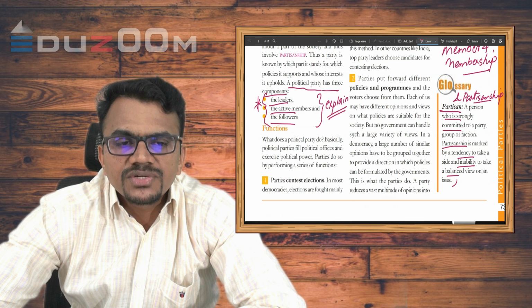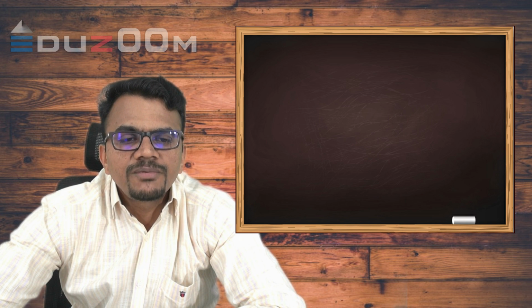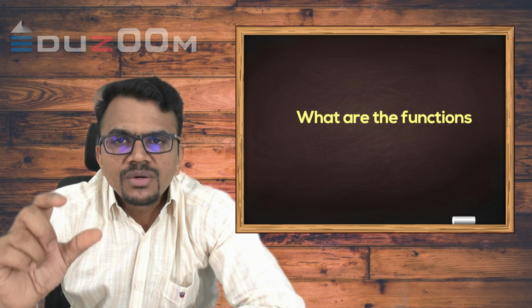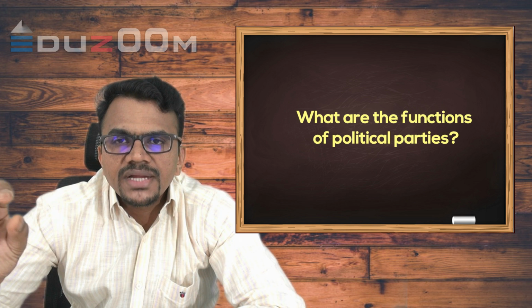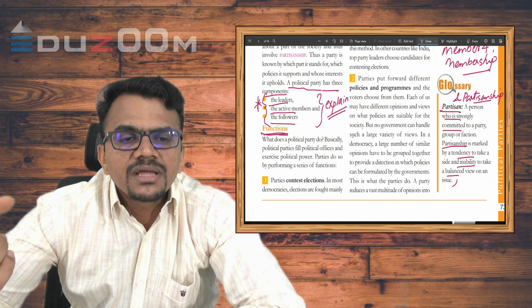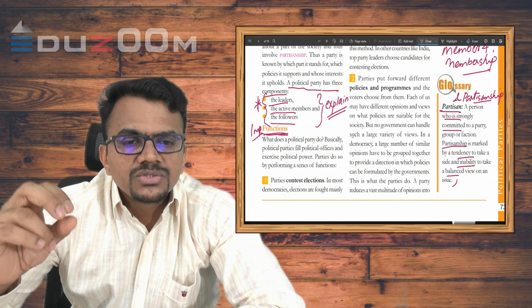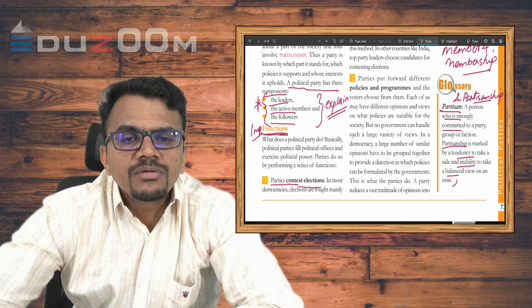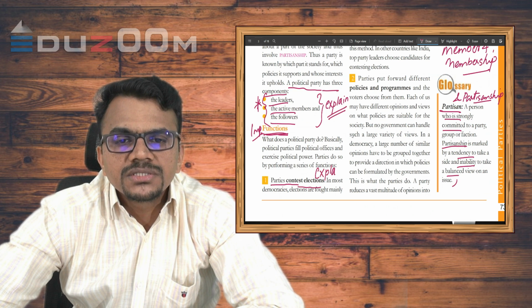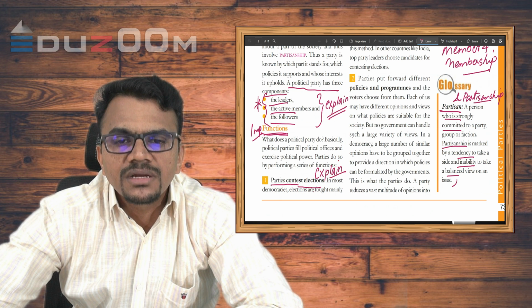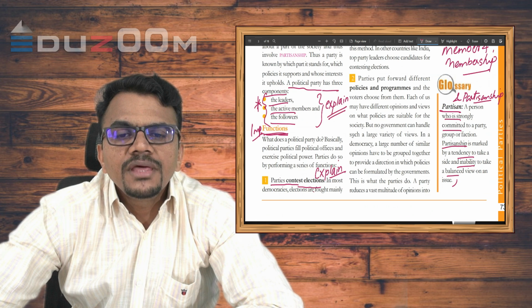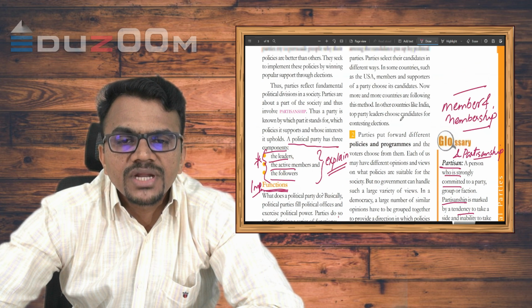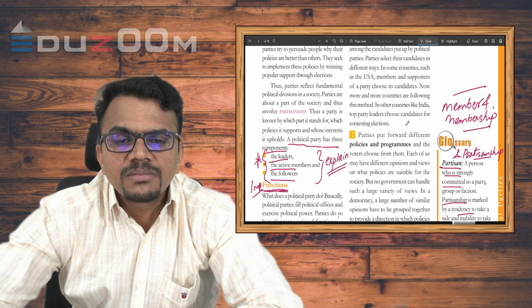The next very important question is what are the functions of political parties? When you write this answer, you should write the key point and explain. Like, parties contest in elections. So write how they are contesting elections and how important elections are, because you should also write about representative democracy and the role of political parties in that. Then they put forward different policies and programs. This is another function of a political party.